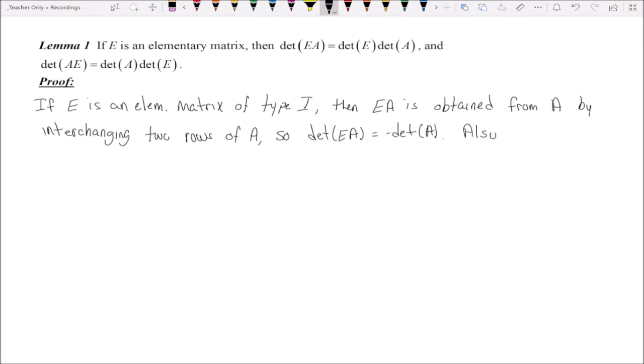Also, E, remember, is a triangular matrix. It's both upper and lower. So interchanging two rows, we'll multiply by negative, and since it has ones along the main diagonal, its determinant is negative 1. And so what we see is we have determinant of EA is equal to determinant of E times the determinant of A. And of course, this is also equal to determinant of A times determinant of E, right? So the order doesn't matter, so we're done.